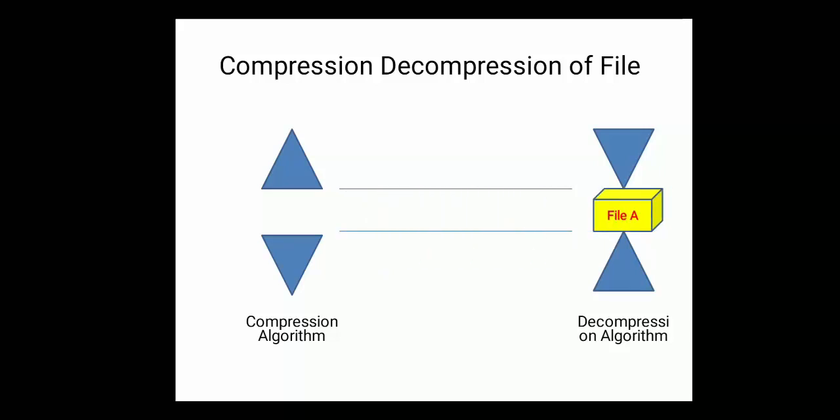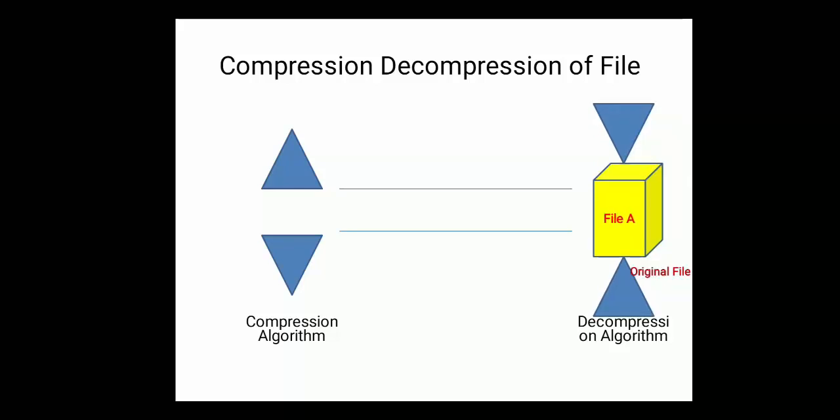At the end, we want to get our original data back, so we have to pass our file to the decompression algorithm. This decompression algorithm is basically used to decompress the file. It means that we'll convert our compressed file into the original file. So the size will be as it is as the output of our decompression of the file. So this is the decompression process, and we are getting original file A.